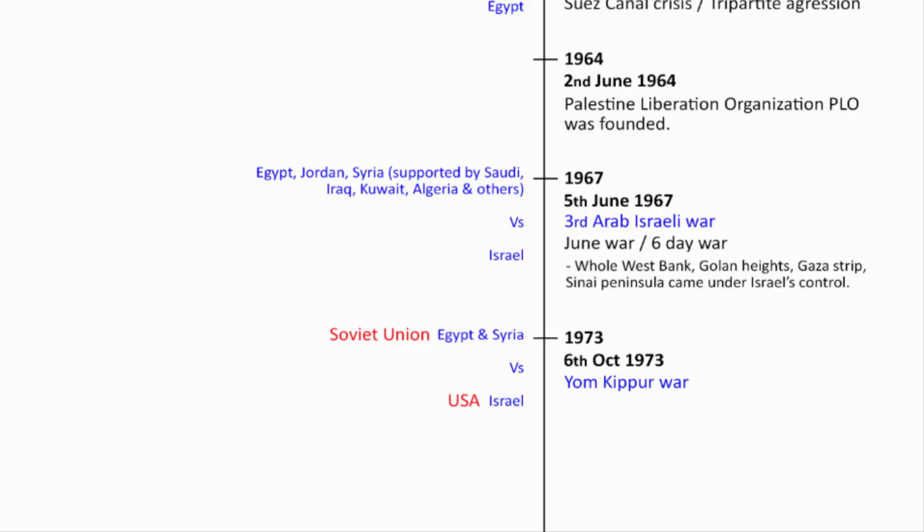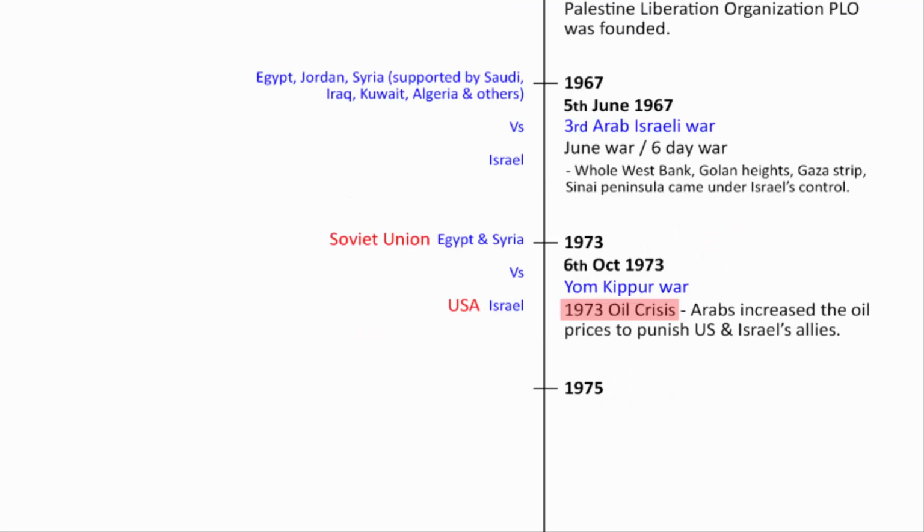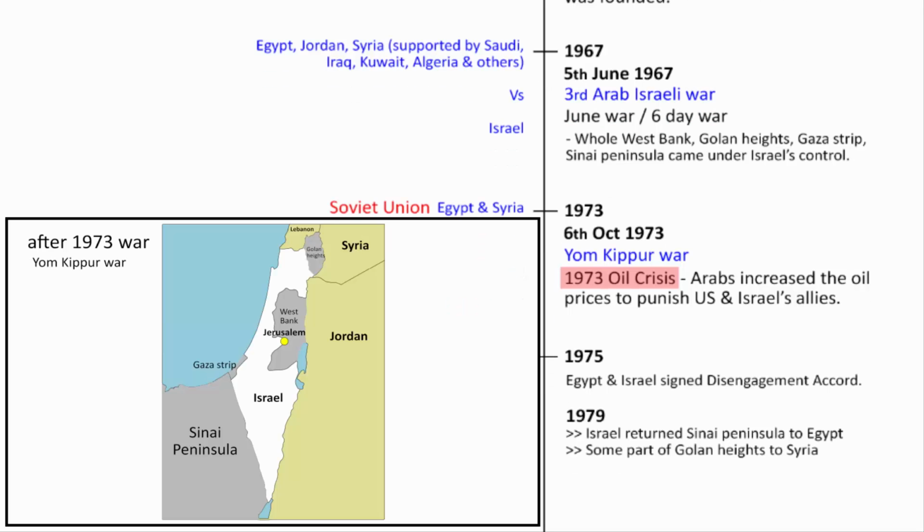After the ceasefire, all the oil-exporting Arab countries decided to punish the United States and Israel's allies by increasing the price of oil by 70% and decreasing production by 5%. This caused the first oil crisis of 1973. As I've told you in the previous point, in 1975 Egypt and Israel signed a disengagement accord.